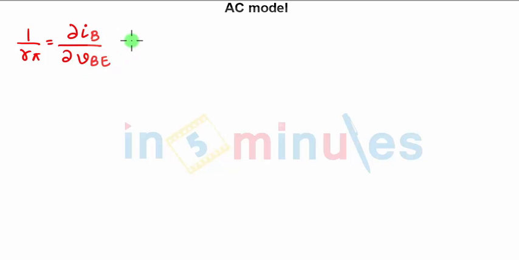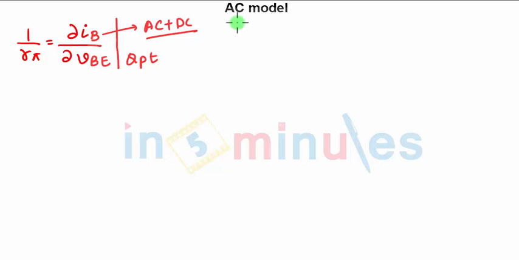Now here, which values are we considering? At the Q point we are considering the AC plus DC value. In the previous case we had considered only the AC value and the AC signal was small, so we directly found the slope. In this case we need to do the analysis.